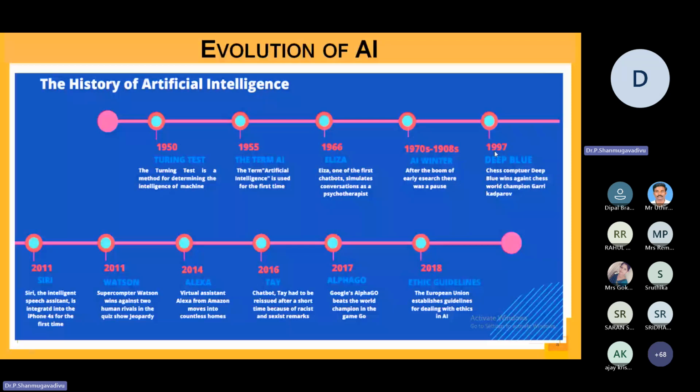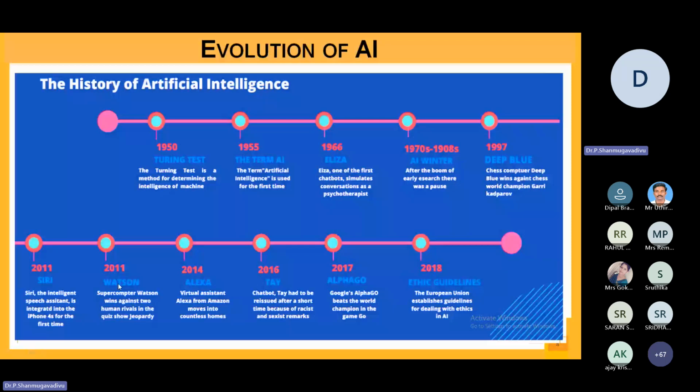year 1997. Then in the year 2011, Siri was introduced. These are all the milestones. Siri is an intelligent speech assistant. I think every one of you must be having it on your mobile phone. It was integrated into iPhone 4S for the first time in the year 2011. Then supercomputer Watson wins against two human rivals in the quiz show Jeopardy. That Watson is another innovation.